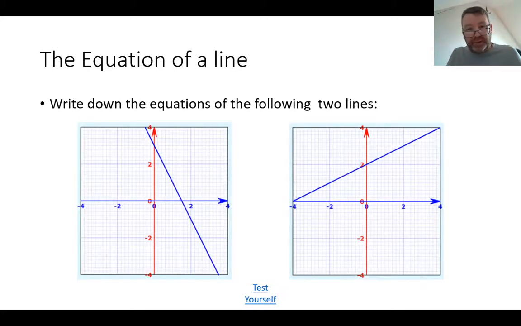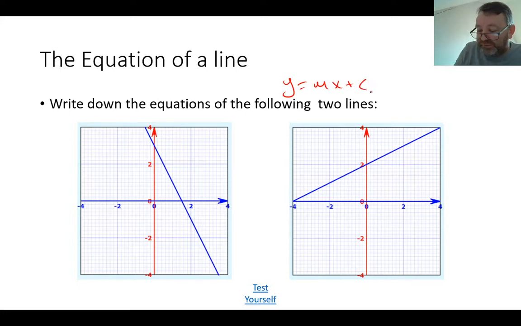Now, any points given here? No. Now we could find them, but they're not here, not visible, not explicit. Any algebra given here? No. All right, so let's fall back. I'm going to have to use y equals mx plus c. If I want to get the equation of a line, it's going to have to be y equals mx plus c. All right. Now, that means I need the slope.